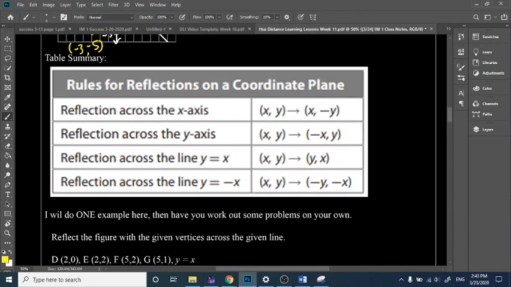So if you need to, please copy this down. It just summarizes what we did up there. Basically, across the x-axis, the y just turns negative. Across the y-axis, the x turns negative. Across y equals x, they switch. Across y equals -x, they switch and become negative. So I'm going to move on in 3, 2, 1, 0.